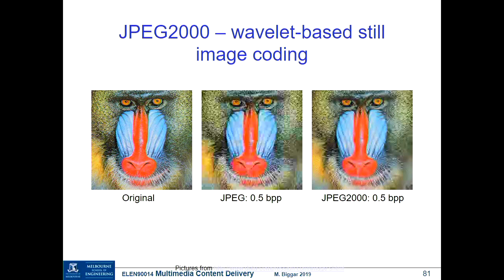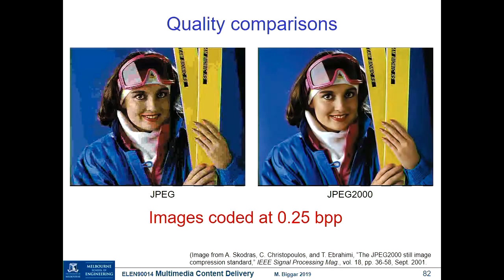In the case of JPEG 2000, of course, we've thrown out information. It's not as clear as the original, but we don't have these highly visible blocks. We just end up with parts of the picture starting to be blurry, and at very low rates that generally looks a bit better. Here's another example. Again, JPEG, in this case at 0.25 bits per pixel. Bits per pixel is just a basis on which you can compare some coding methods, and again very blocky as opposed to a bit blurry.